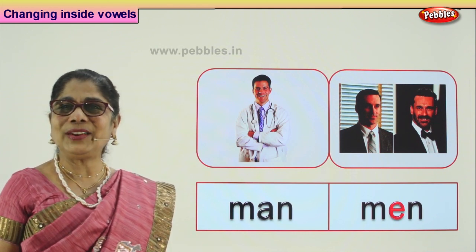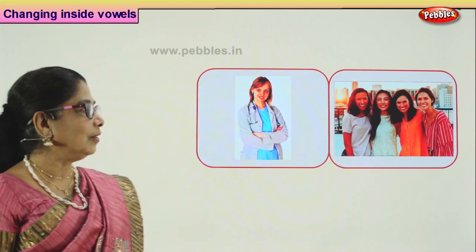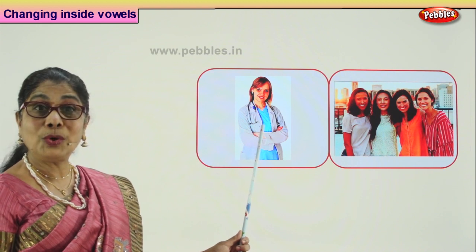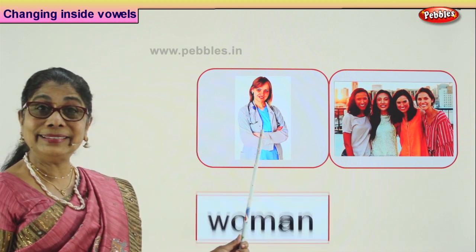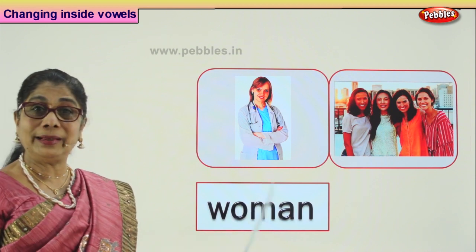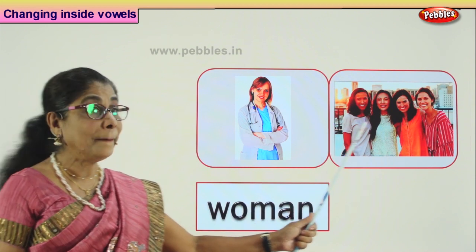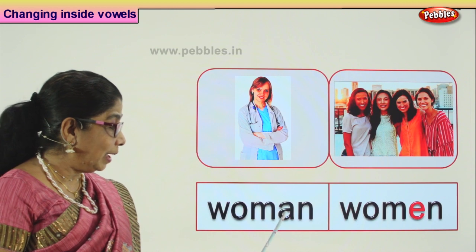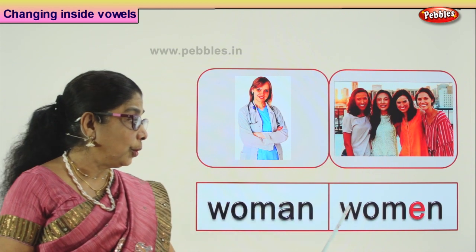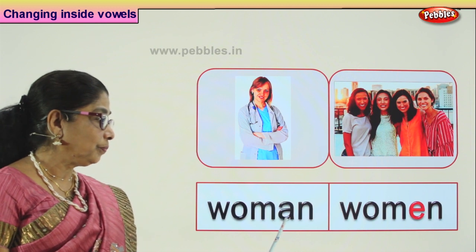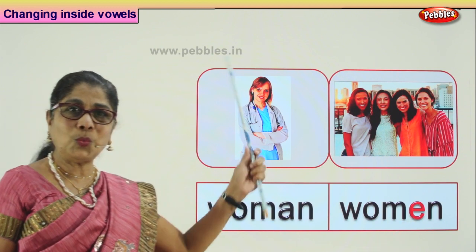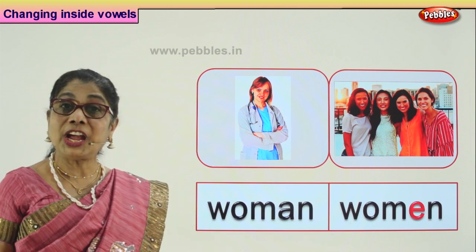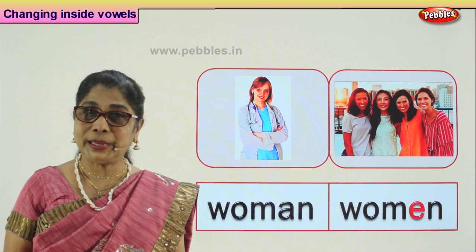Good. Let's look at another picture. Look at this. This is a lady doctor. One woman. And here, many women. One woman. Four women. Look at the change of vowel inside. One woman. Four women. Good.